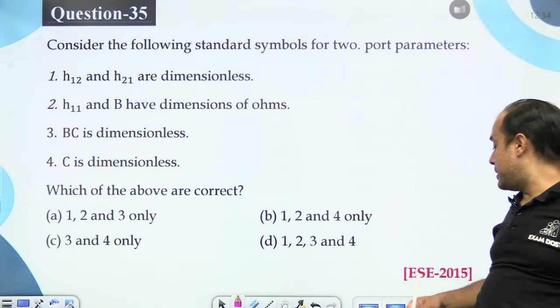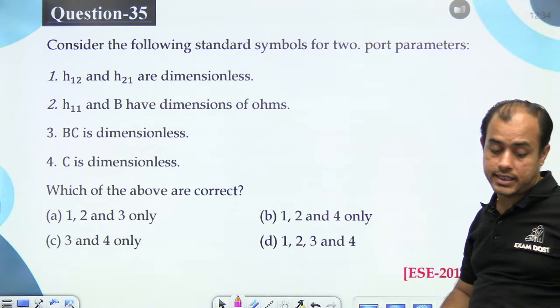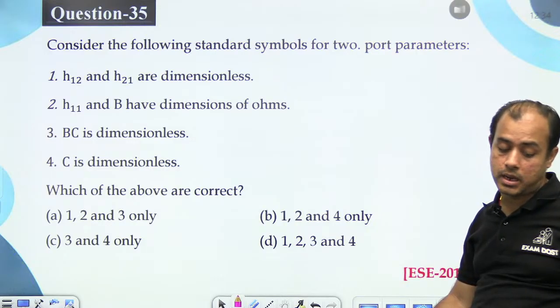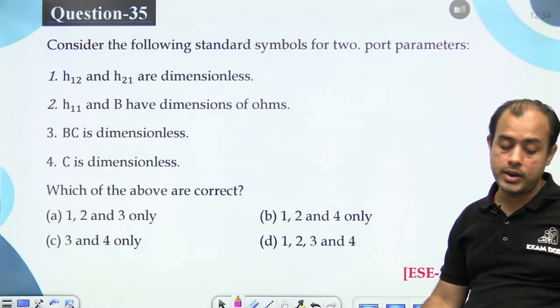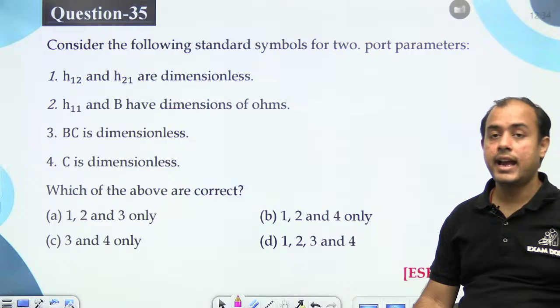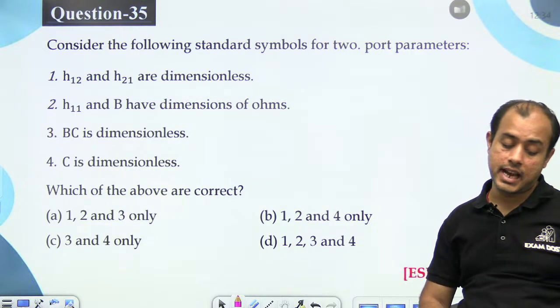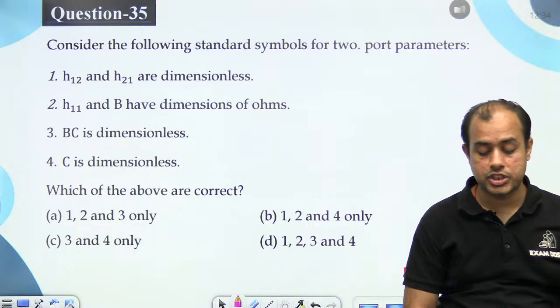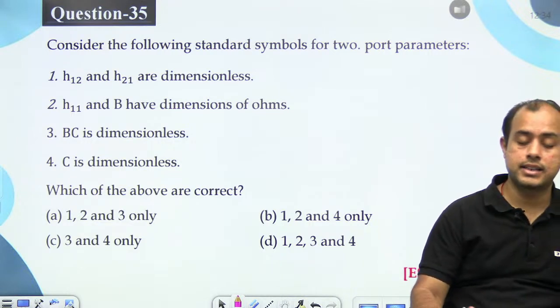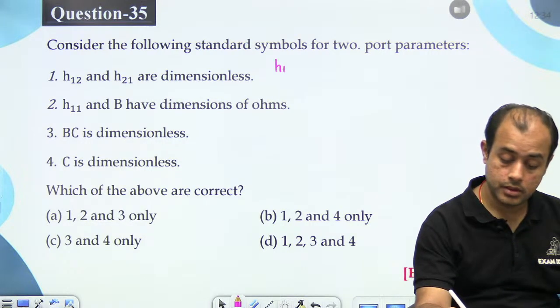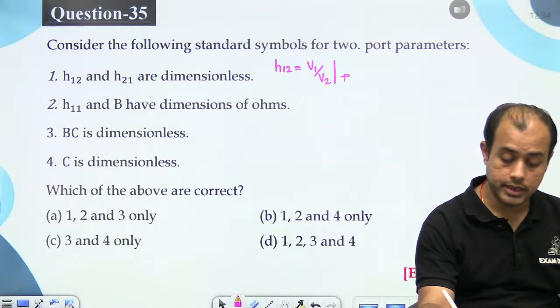Consider the following symbol, ESE 2015. Consider the following symbols for two port parameters: H12 and H21 are dimensionless, H11 and B have the dimension of ohms, BC is dimensionless, C is dimensionless. Which of the above is correct? So H12 is V1 by V2 when I1 is 0.